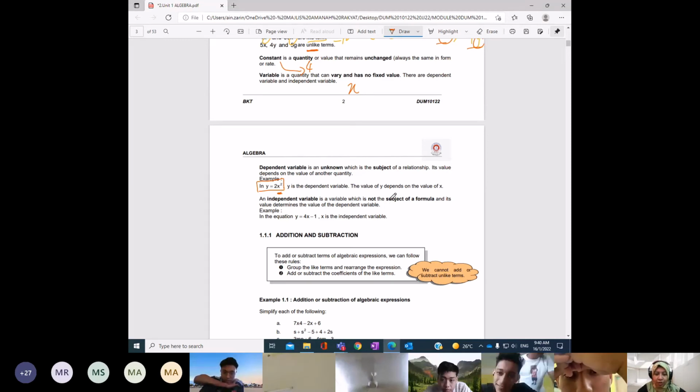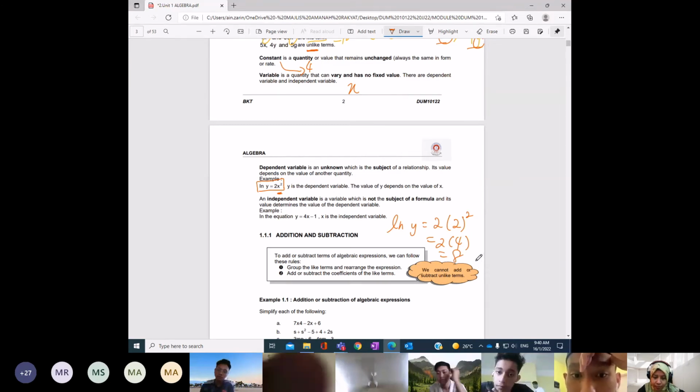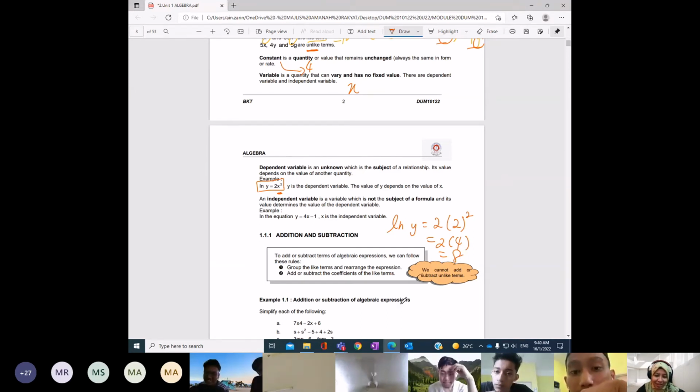Contohnya, katalah x adalah 2. Contohnya, ln y sama dengan 2 dan katalah x adalah 2. So, jadi apa ni? 2 darab 4. Sini 2 darab 4 kan? 2 kuasa 2, 4 kan? 2 darab 4, 8 kan? Dia tak jadi 16. Okey, jadi ln y adalah sama dengan 8.